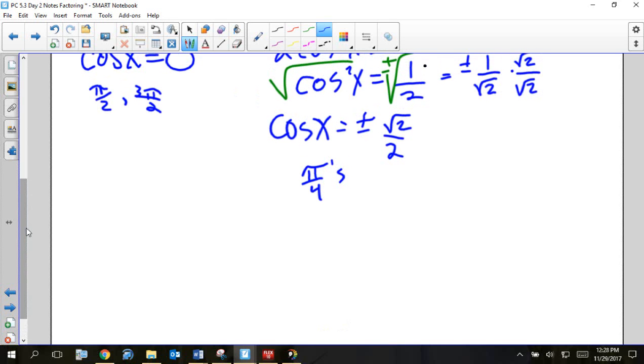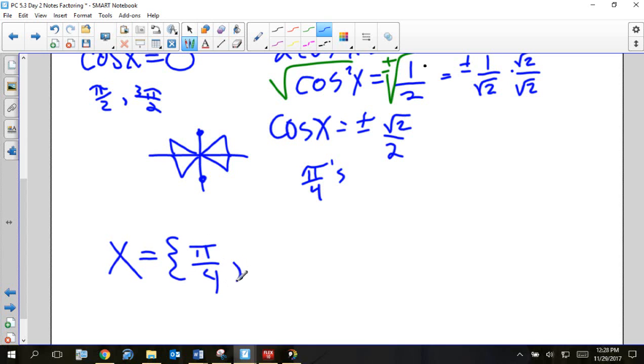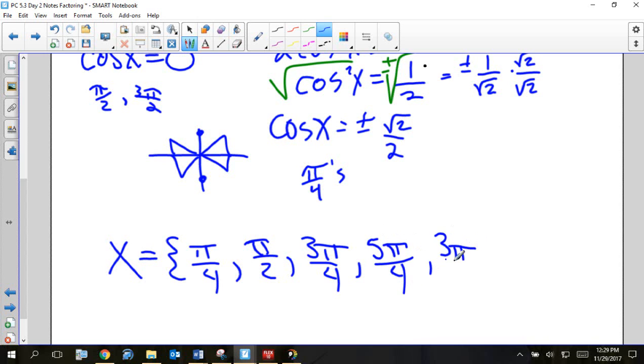So then I'm just going to take all of the answers that I found, which are 6 of them, and put them in order. And if you're not sure what order to put them in, you could graph them. There's the pi over 4s, and then my pi over 2 and my 3 pi over 2 are here and here. So we're going to put them in order, going around the circle. X equals pi over 4, pi over 2, 3 pi over 4, 5 pi over 4, 3 pi over 2, and 7 pi over 4.